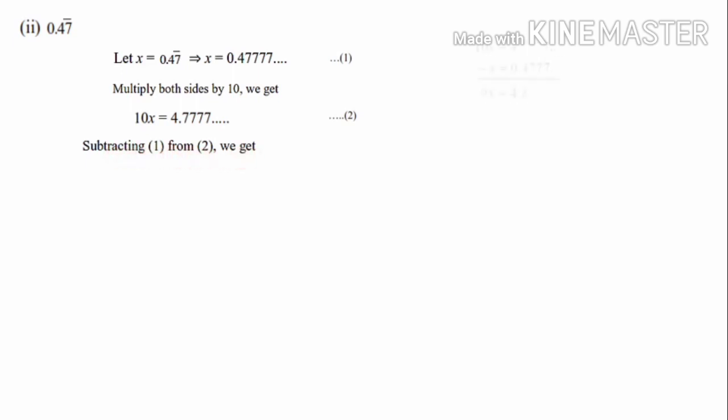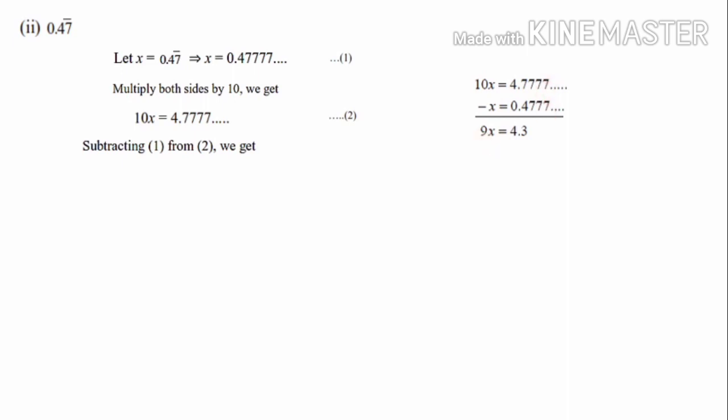Subtract 1 from 2, go for rough calculation. The second equation is 10x equal to 4.777 etc. And the first equation is x is equal to 0.4777 etc. This minus symbol represents the sign of subtraction. 10x minus x, that is 9x.